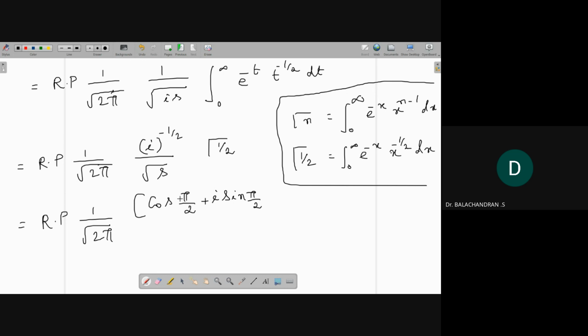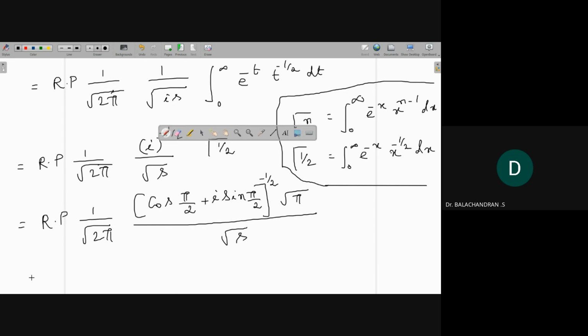So because cos pi by 2 is 0 and sin pi by 2 is 1, you'll get i to the whole power minus 1 by 2 into gamma of half. What is gamma of half? Root pi. Gamma of half is root pi, divided by root s. So here root pi gets cancelled. So I'll write one more step here, which is equal to real part of 1 by root 2 pi.